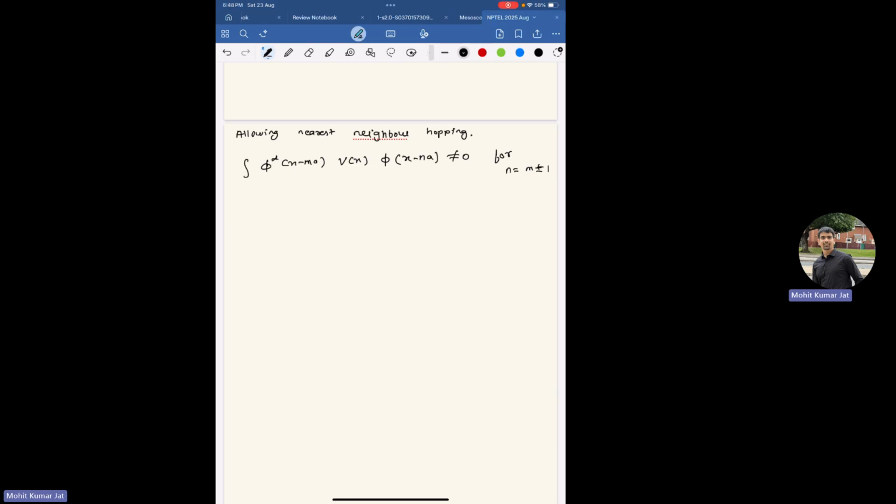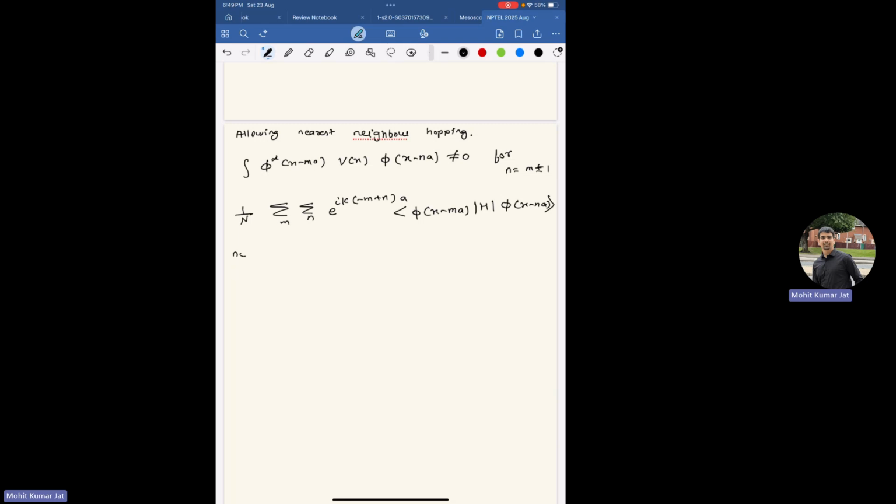So if you do so, you write your Hamiltonian 1 over n, sum over m, n, e to the power ik times minus m plus n times a. So this is your second term, phi x minus ma, your Hamiltonian phi x minus na, right?